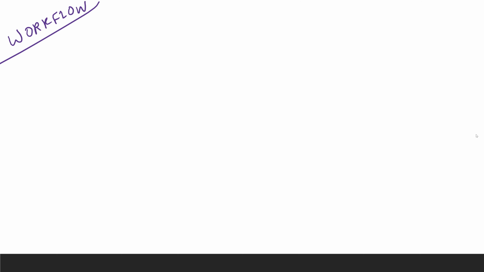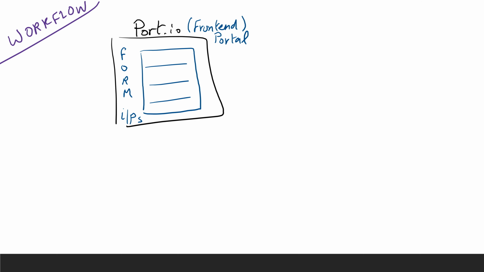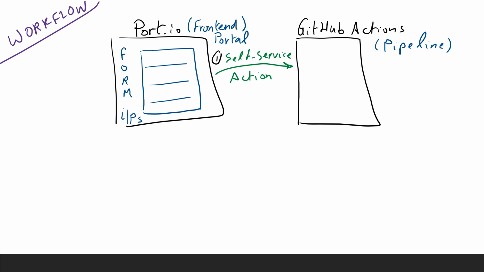Now, before we get into the weeds, let's take a look at the workflow of what we're trying to achieve. First off, we have port.io, which serves as our front-end portal. You'll see a form with inputs that you're going to enter as a developer to create a project, a Python Flask application. And what that's going to do, it's going to actually go out and trigger a GitHub Actions pipeline through this self-service action defined inside of port.io.